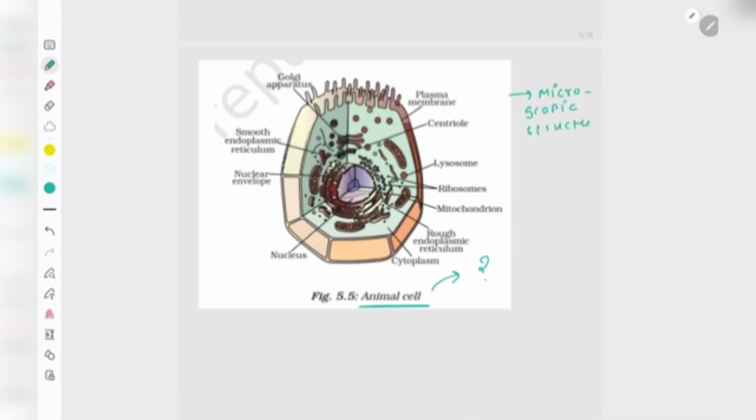What does it mean? What does it mean that cells are microscopic structure? It simply means you cannot see the cells with your naked eyes. You will need the help of microscope. That's why cells are called microscopic structure.